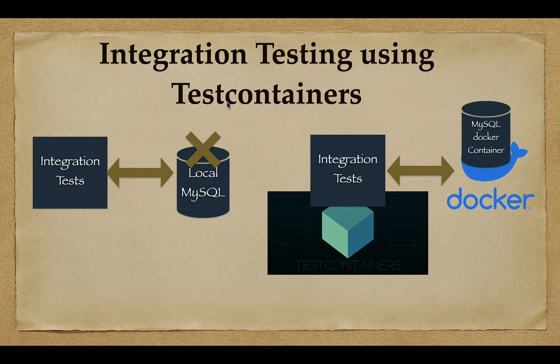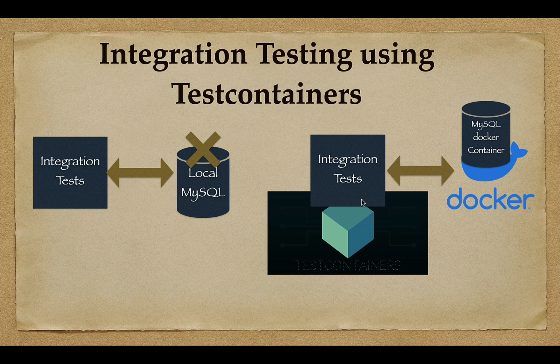Well, basically Testcontainers allows us to use a Docker container in JUnit test cases. If we use Testcontainers with JUnit test cases, then Testcontainers will basically deploy a Docker image in a Docker container.